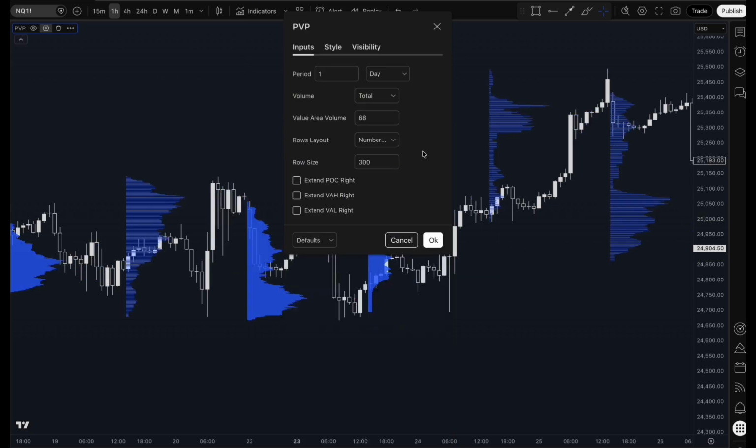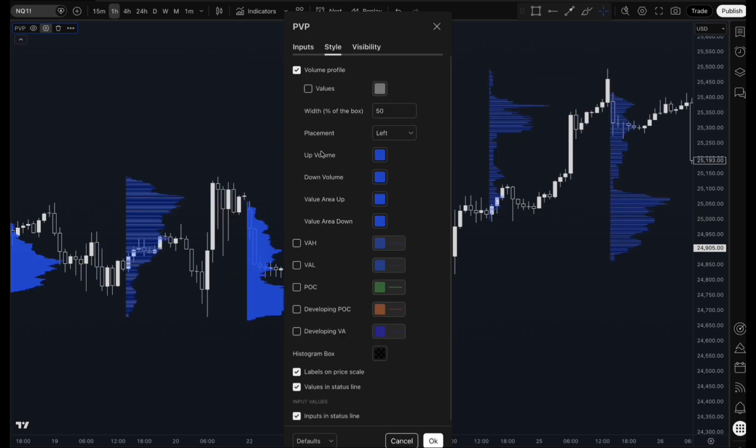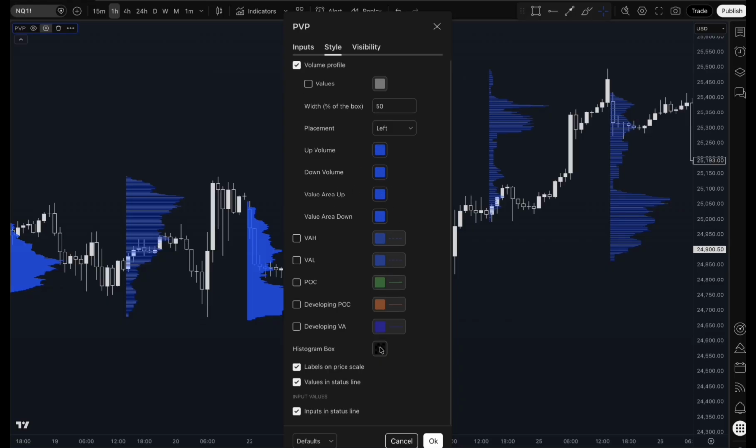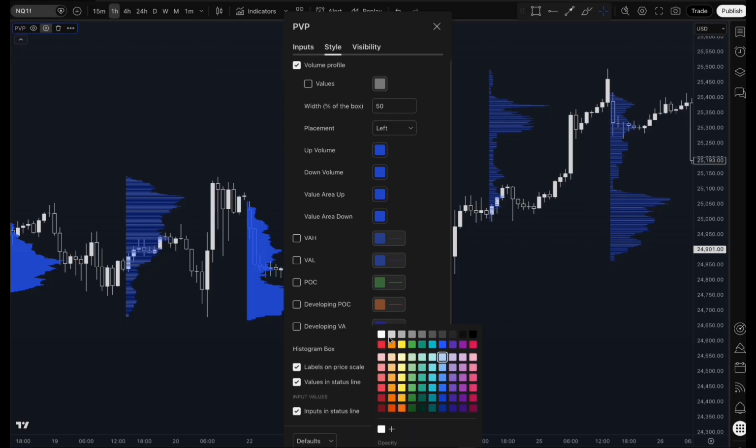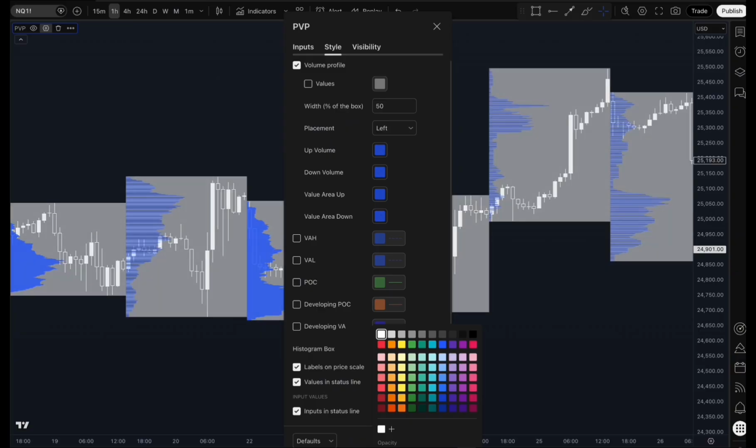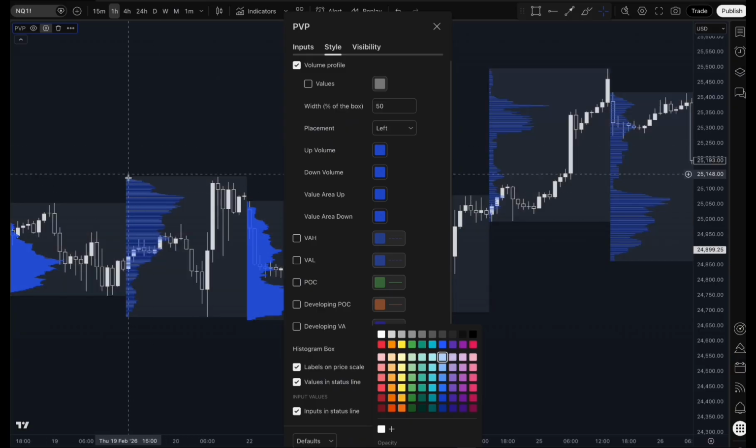Coming back to the precision issue, it also doesn't make sense to use value area at all. That's why it has the same color. Histogram box, you can choose to use a certain color for that, and by increasing opacity, you have an idea of when the period starts and when it ends, if that helps you. I personally don't use it.